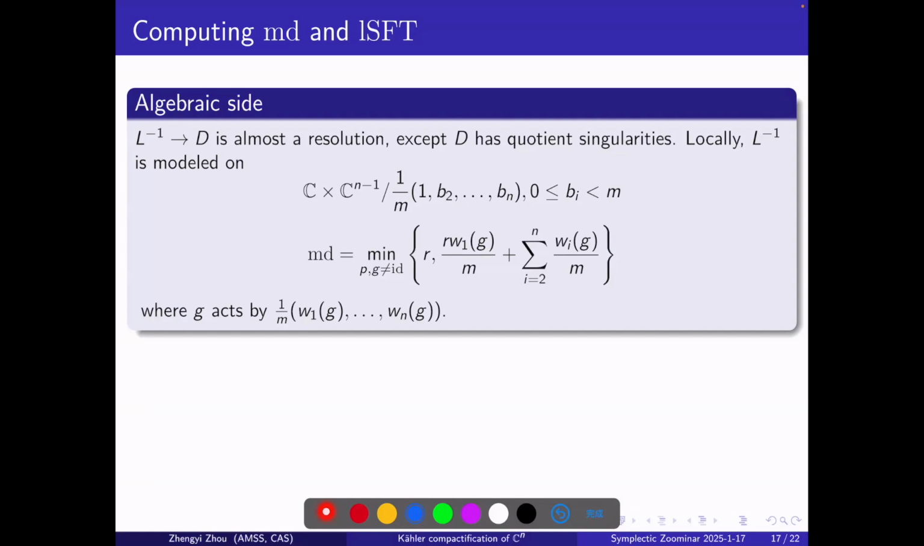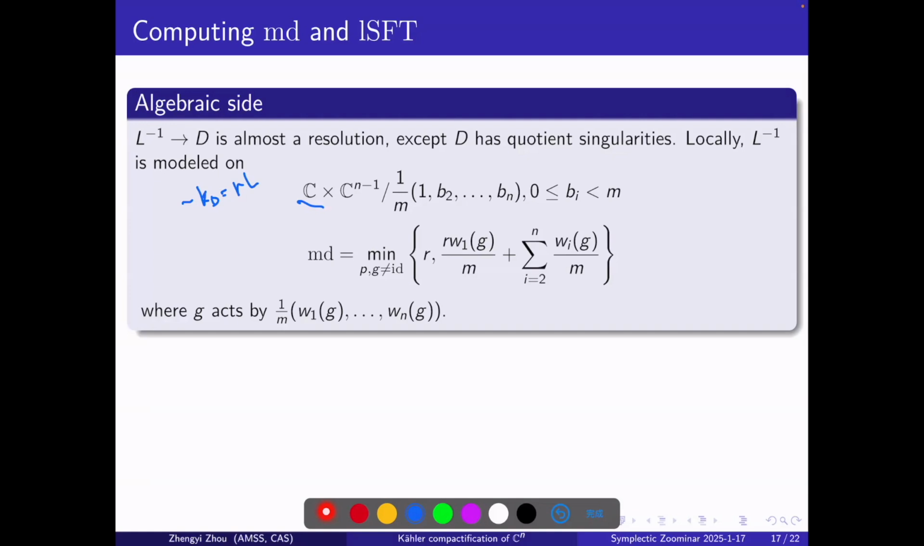Locally, this L inverse will be modeled on this quotient, where the first factor C is the line bundle direction, and the C^{n-1} is the base direction. And the minimum discrepancy here will be given by this formula, where R, with negative K_D equal to R times L, you can call a Fano index.